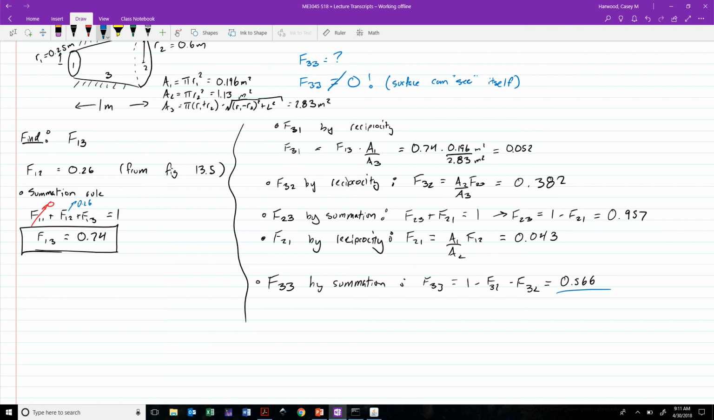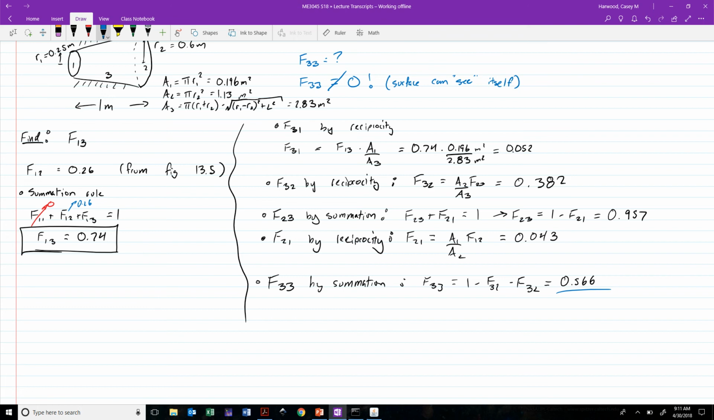Yeah. Is there a way to do a sanity check while you're going through this to make sure that your numbers are reasonable? Like obviously F21 is really small compared to F23. Is there a reason why it's so big?